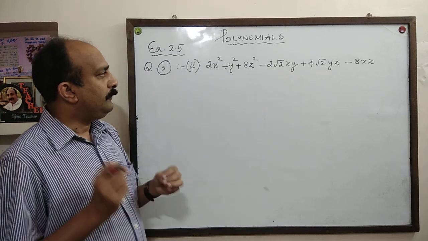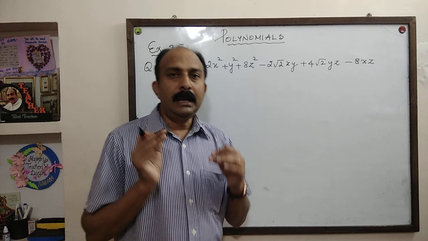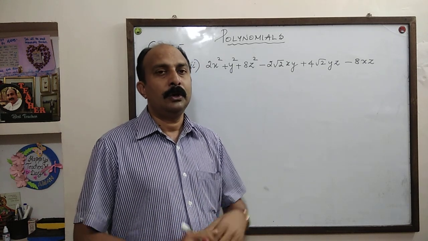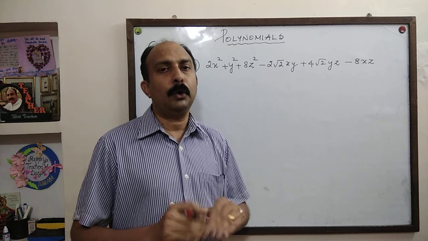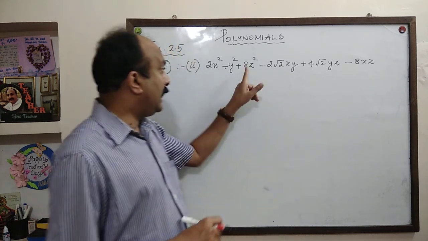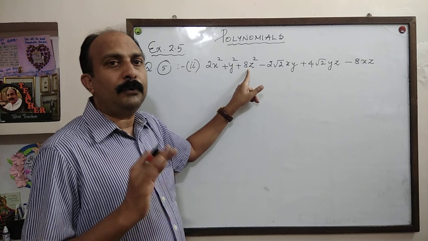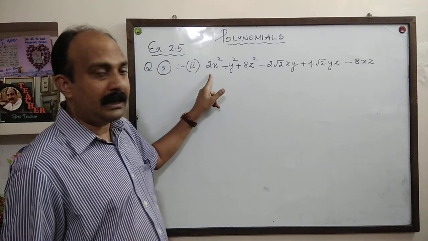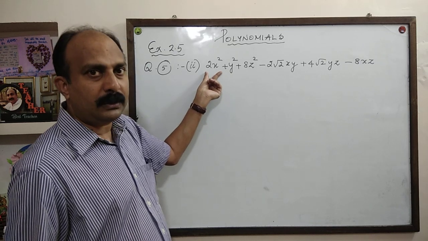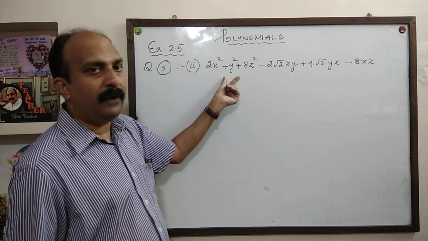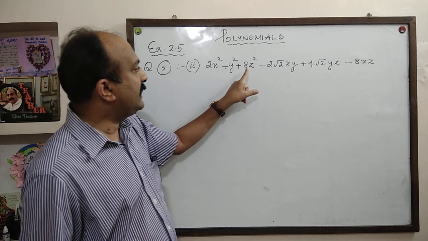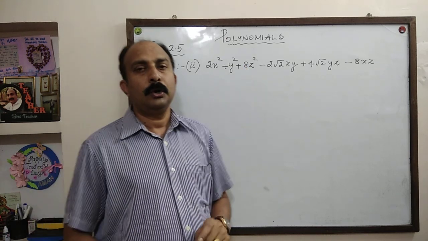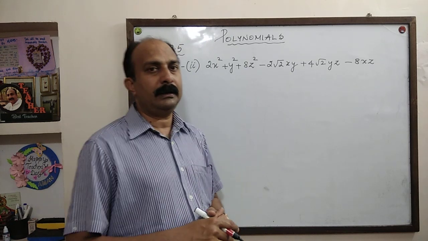But we can express any number as a perfect square. How? 2 is the square of root 2 and 8 is the square of root 8. Got it? So we can write it as root 2x the whole square plus y the whole square plus root 8z the whole square. But root 8 can be simplified.